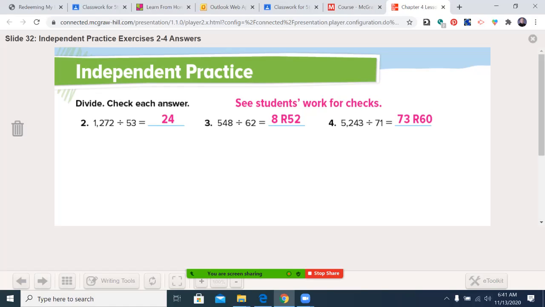Welcome back. Let's see how you did. First one, 24. Second one, 73, remainder 60. Yes, we are getting bigger numbers. No, that is not a big problem. Just takes a little more time and concentration.